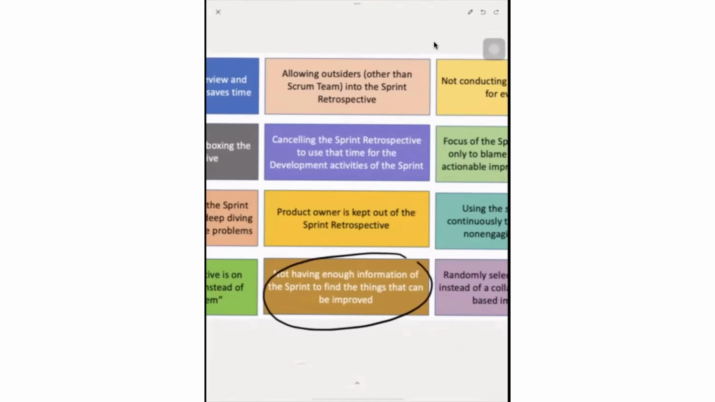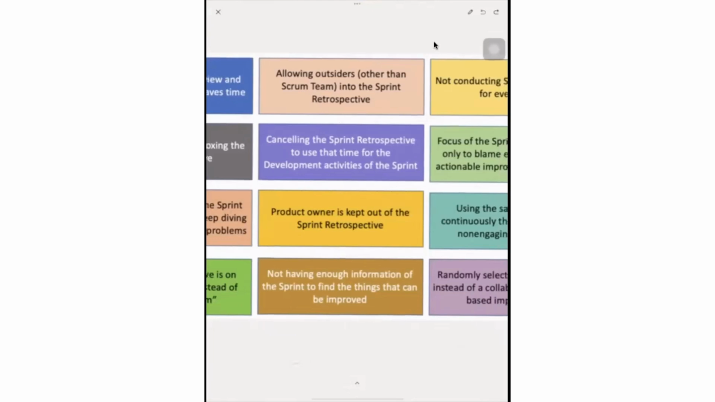Next, not having enough information in the sprint to find things that can be improved. Sometimes I also observed Scrum Masters feeling that their job in the retrospective is to just book a meeting room, arrange some snacks, water bottles or coffee, tea, and directly jump into the retrospective asking, okay, guys, let's discuss what went well, what went wrong. Without any information, like what I have shown in the earlier screen, the information from day 1 to date, what happened, what the significant activities were, and how the items were completed during the sprint, that is very, very important. Information leads to insights. Insights help to create actionable improvements.